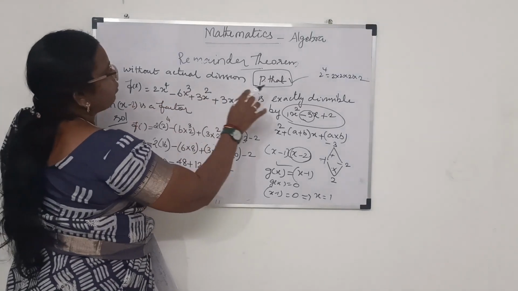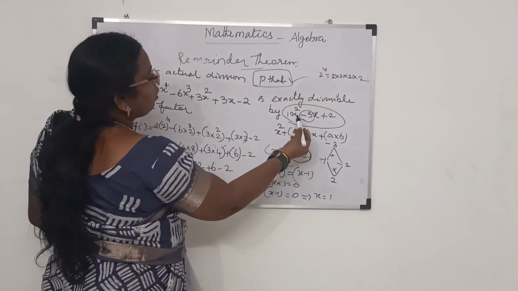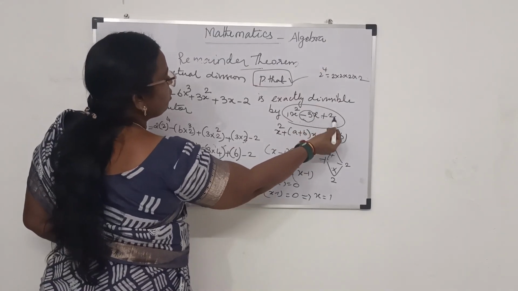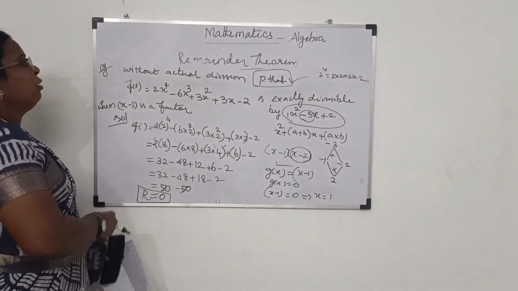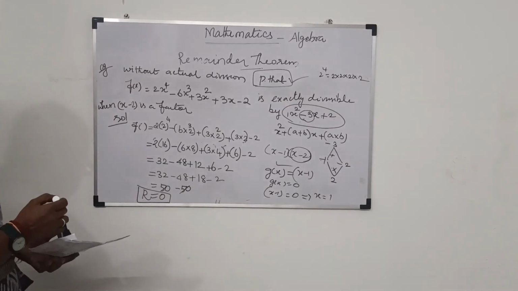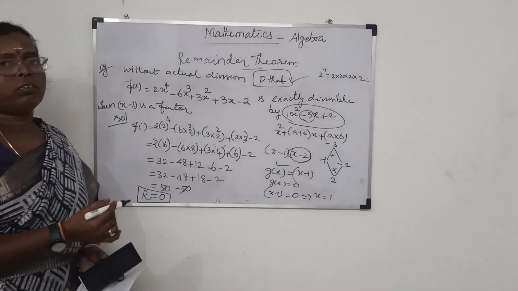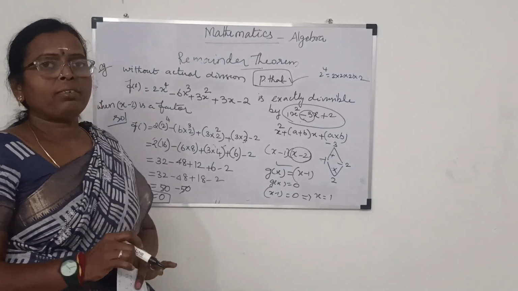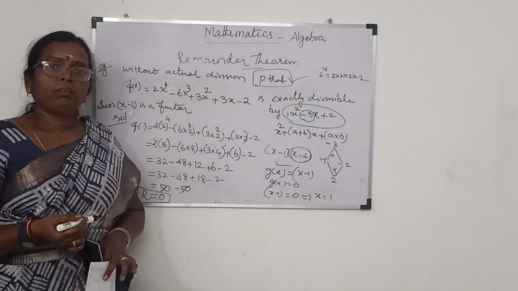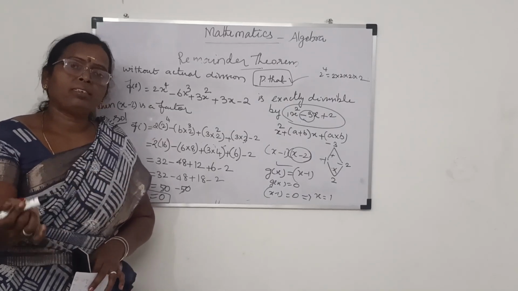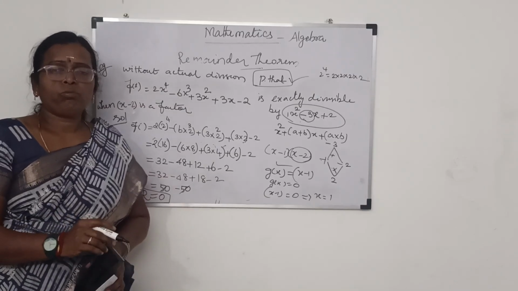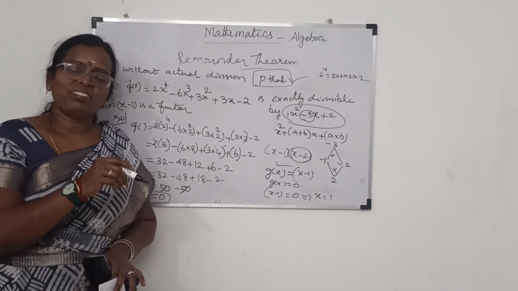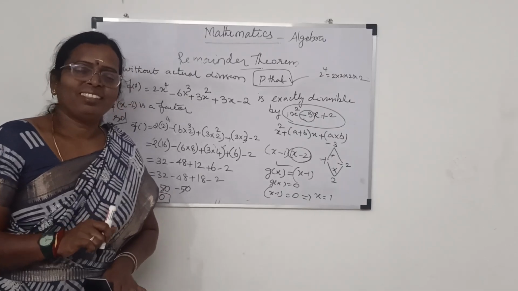So x square minus 3x plus 2 is a factor of this polynomial. Actually, the remainder theorem leads to the next topic, the factor theorem. What is the factor theorem? That we will see in the next class. Thank you.